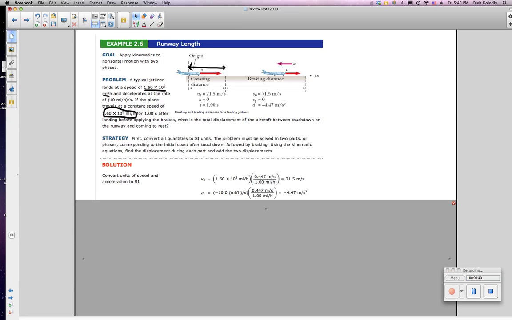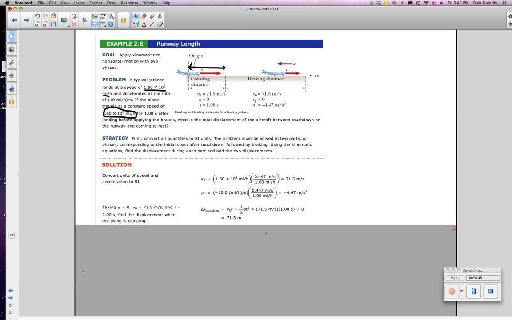And once we have the correct units here, we can use our equations of motion to solve this problem. So, for example, in the very first part, the plane is moving with constant speed for 1 second. So there's no acceleration. That means this term in the equation is 0. So the distance covered is just that constant speed times 1 second, the time. And that's 71.5 meters.